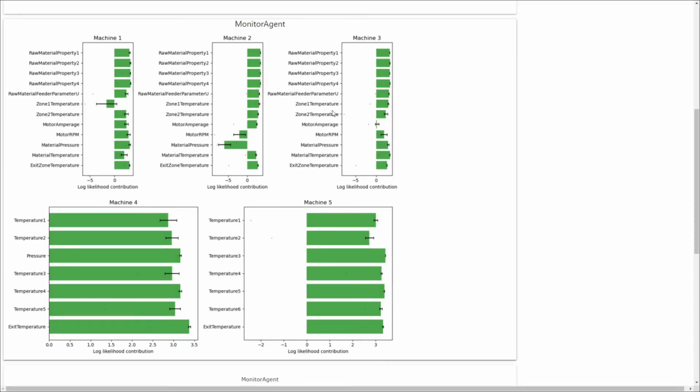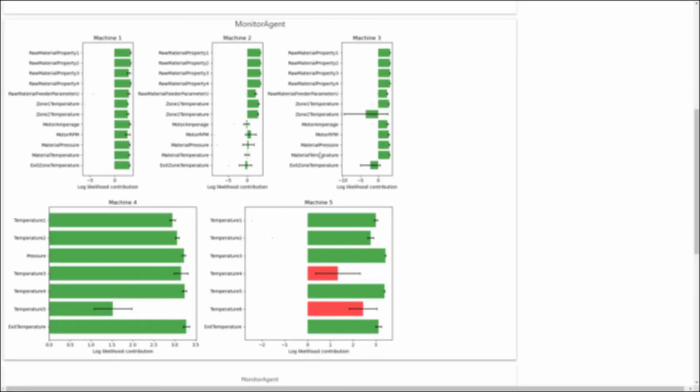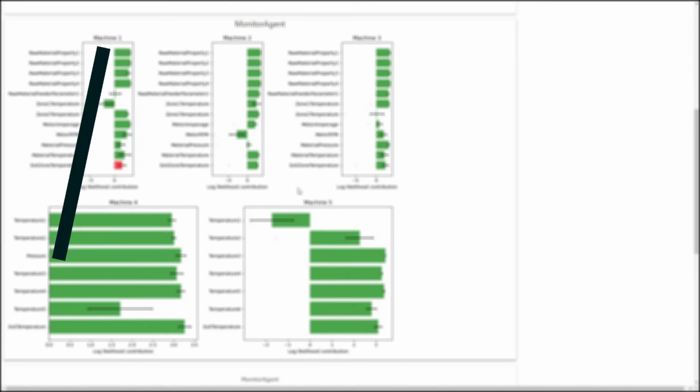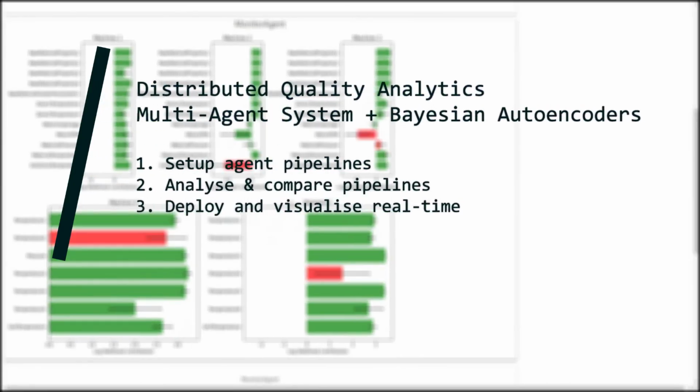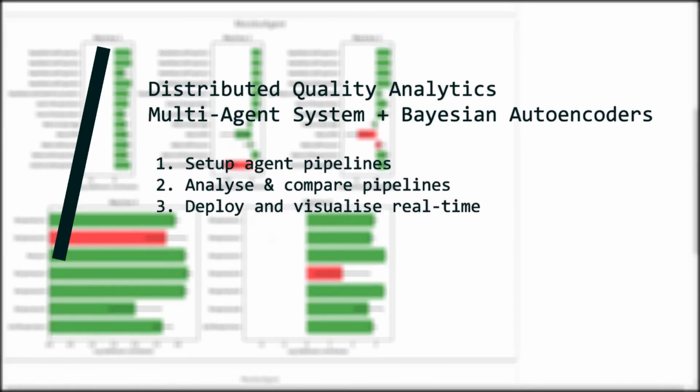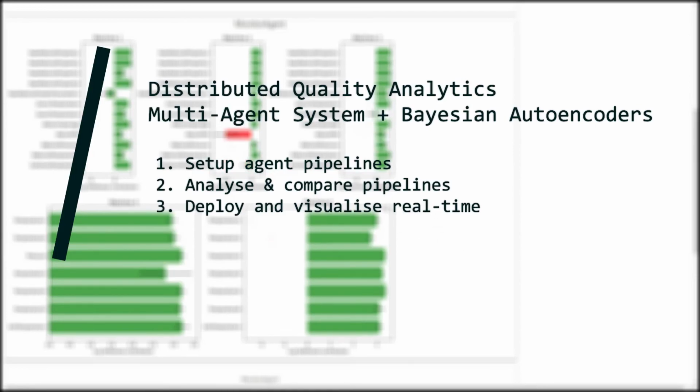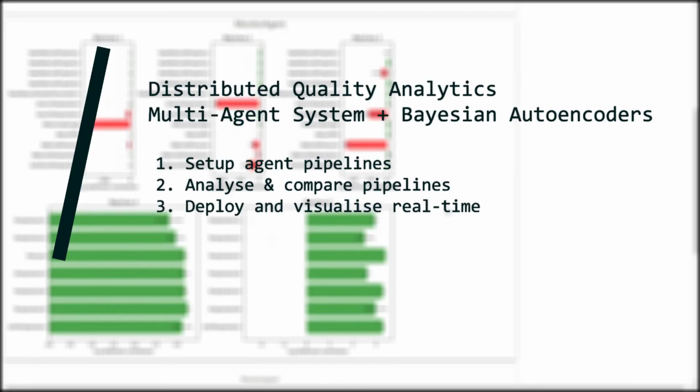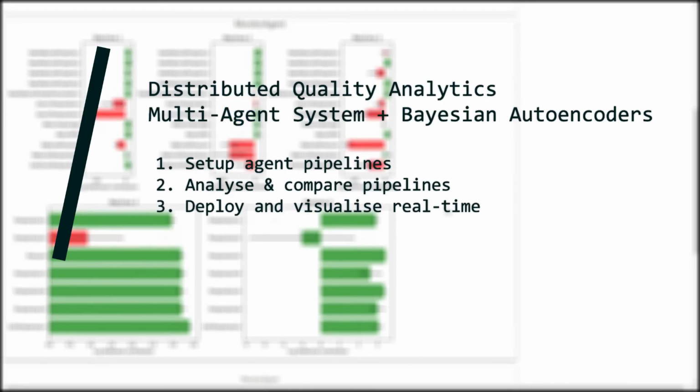That is all for our demonstration of how we can use the agent-based framework which we have developed, and there are 3 main steps. Firstly, we set up the agents pipeline, then we analyze and compare the machine learning or Bayesian autoencoder models, and once we are satisfied with them, we move on to the last step, which is deployment and visualization in real time.